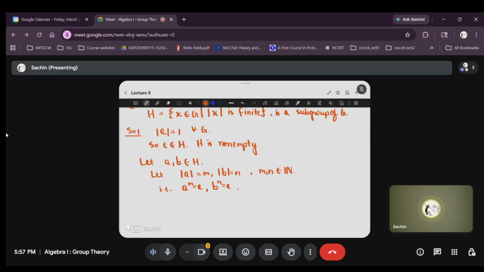Maybe that is not the order. Maybe there's just a smaller number that is the order. But if you give one number, the order will always have to be less than or equal to that number. So it will be finite. So what is that number?